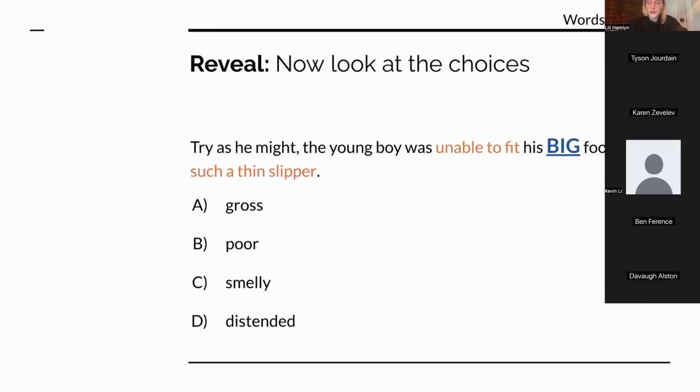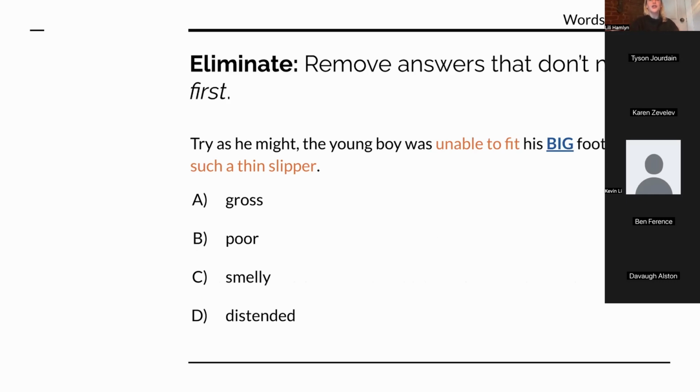Fantastic. So the next step is reveal. Now we look again at the answer choices. We've covered them, we've come up with our anticipation using the context clues of the text, and now we reveal them again. That's just looking at them. And then finally, we eliminate. So we remove the answer choices that don't match first.